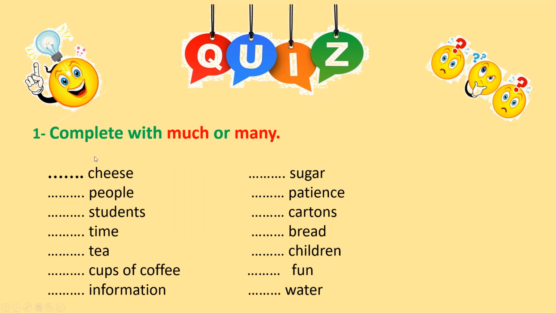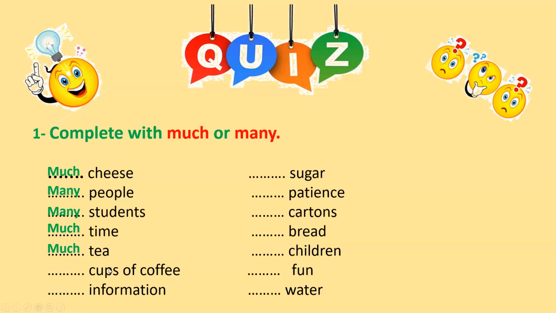So let's start. Cheese is an uncountable noun. So we put much cheese. People is an irregular plural. So we put many people. Students is a plural noun. It's a countable noun. So we put many students. Time is an uncountable noun. That's why we have to put much time. Tea is an uncountable noun, so we put much tea.